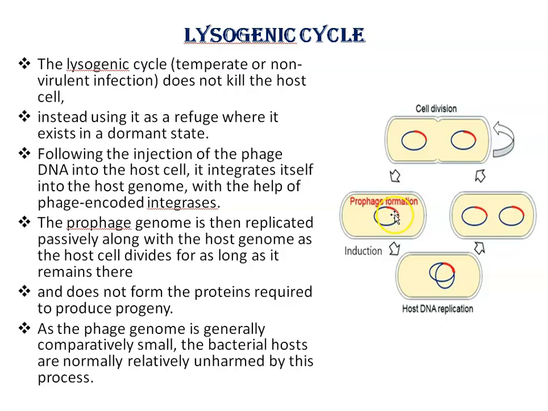This is shown in red, right? This happens with the help of phage-encoded integrase enzyme. Then the prophage genome is replicated passively along with the host genome as the host cell divides, for as long as it remains there and does not form the proteins required to produce progeny. As the phage genome is comparatively small, bacterial hosts are normally relatively unharmed by this process, right?